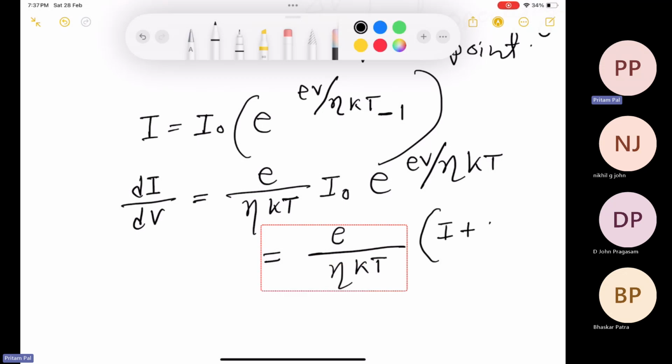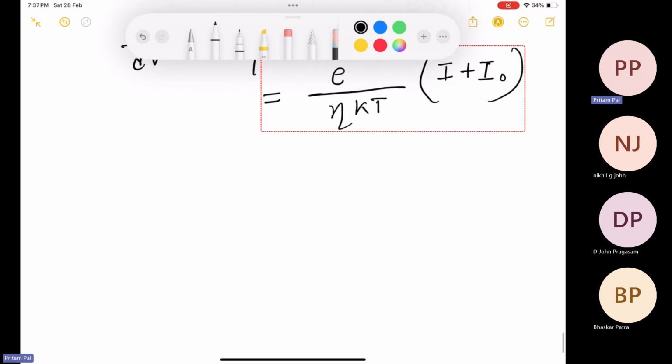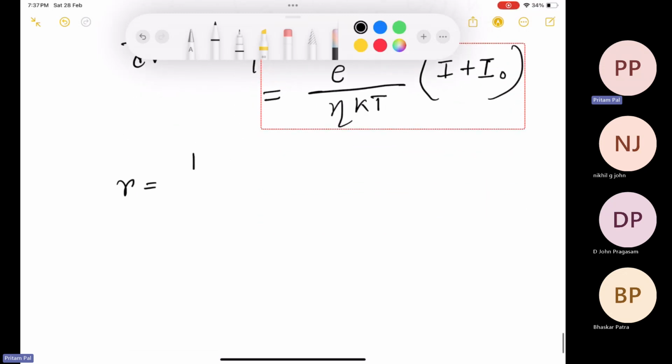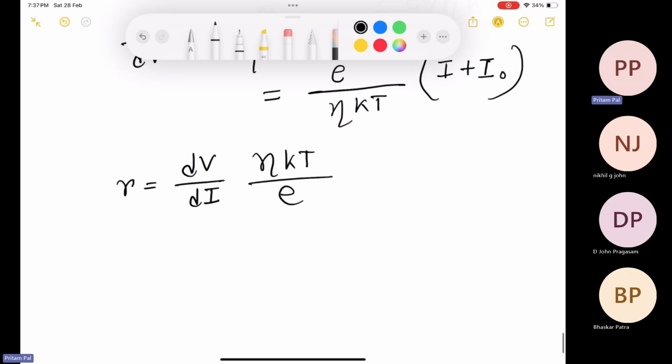This is I plus I naught, and then R equals your dV by dI, which is eta kT by I plus I naught.